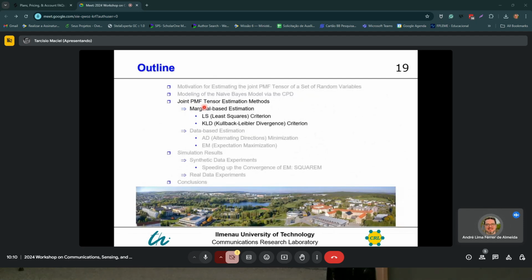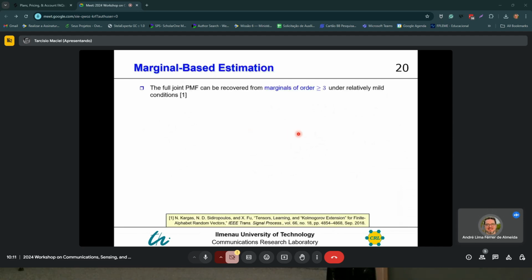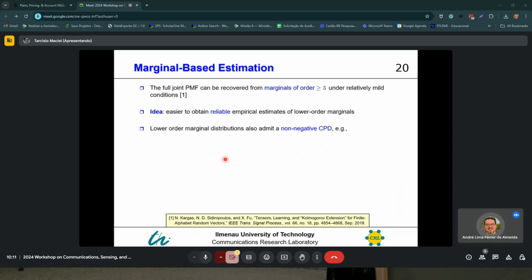And for the marginal-based estimation, we look at two different cost functions, the least squares criterion and the Kullback-Leibler divergence criterion. Let's start with least squares. The full joint PMF can be recovered from marginals of order greater or equal than 3 under relatively mild conditions, as also pointed out by Nikos Sidiropoulos. The idea is it's easier to obtain reliable estimates of lower order marginals than the whole tensor, of course. And lower order marginal distributions also admit a non-negative CPD.